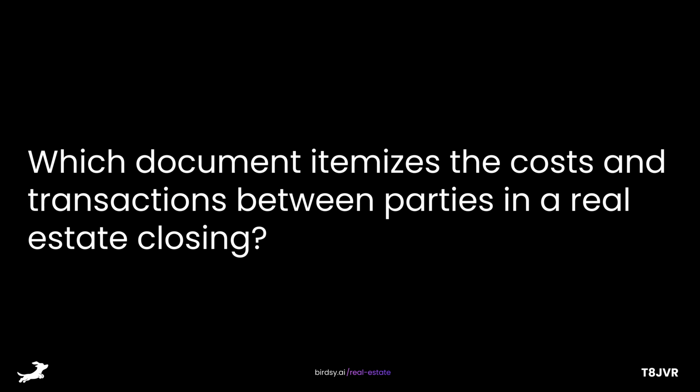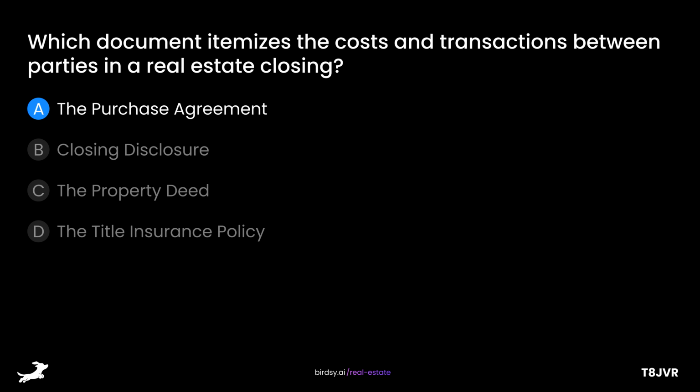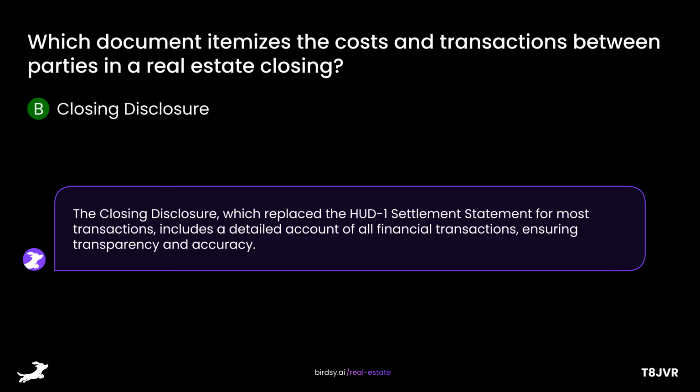Which document itemizes the costs and transactions between parties in a real estate closing? Is it A. The purchase agreement, B. Closing disclosure, C. The property deed, or D. The title insurance policy? The answer is B. Closing disclosure. The closing disclosure, which replaced the HUD-1 settlement statement for most transactions, includes a detailed account of all financial transactions, ensuring transparency and accuracy.